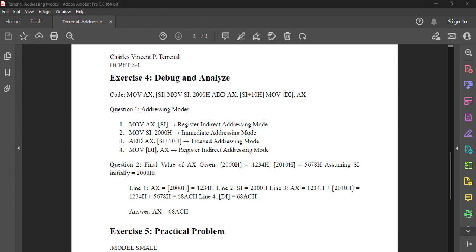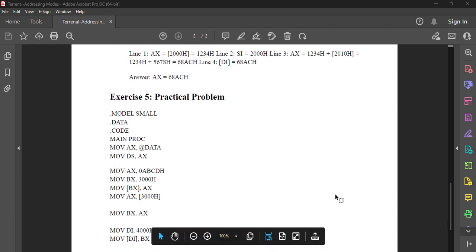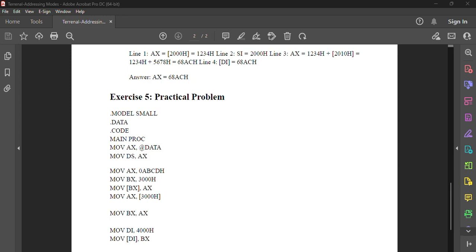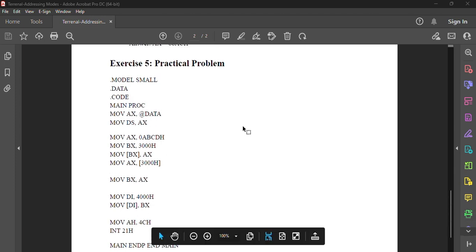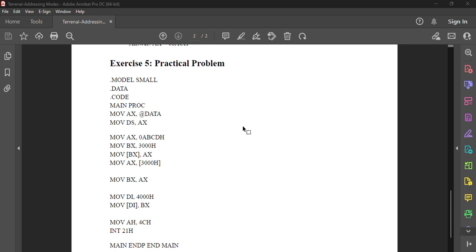And then for the last problem, we were to write code for it in assembly as well. First we used immediate addressing to load 0ABCDH into AX. This right here, so we're going to move it. And then register indirect addressing to store at location 3000H, just right here, using BX as the pointer. And then we retrieved it back with direct addressing.